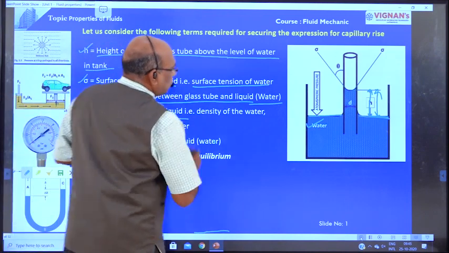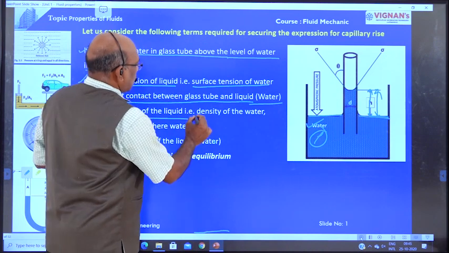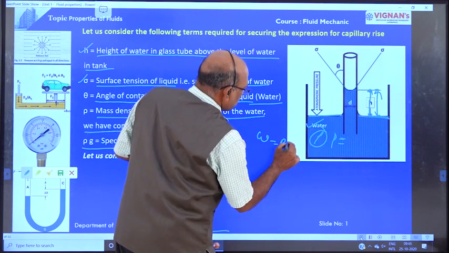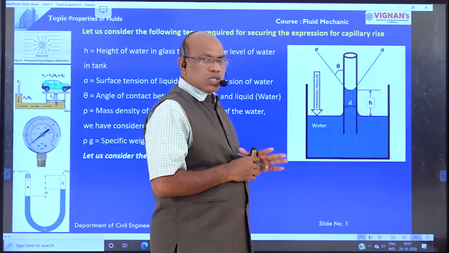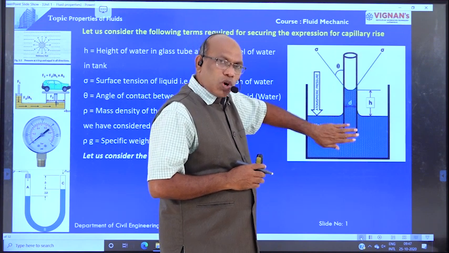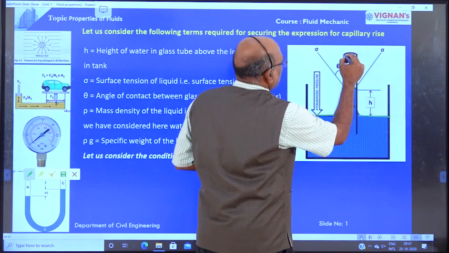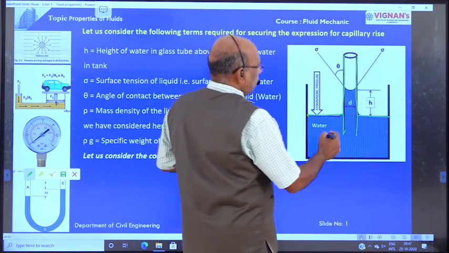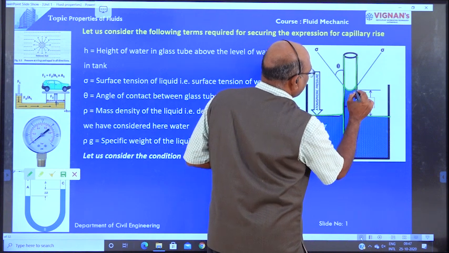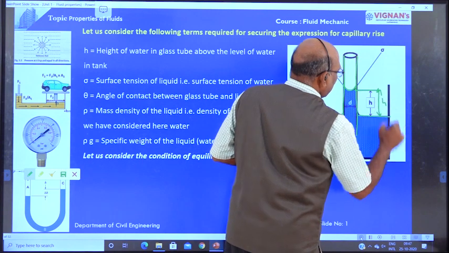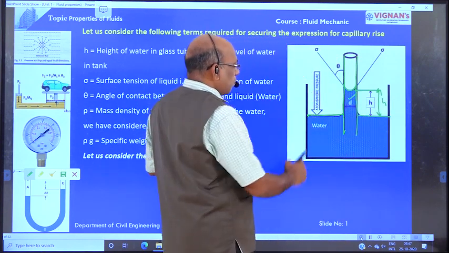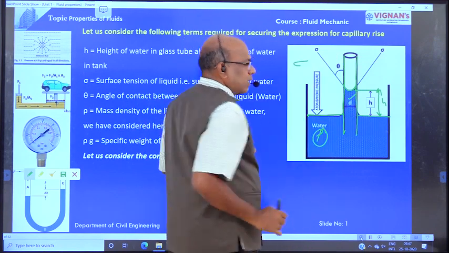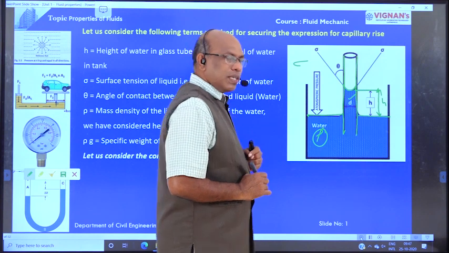Now rho is the mass density of the liquid. This is water, so rho is the mass density of water. Therefore the specific weight w is equal to, from this diagram, H is the rise of water level. Suppose we have taken one tank, filled with water up to this level, and a glass tube is inserted vertically in the water. The water level in the glass tube rises up to this point. This is nothing but H, and D is the diameter of the glass tube. Rho is the density of the liquid or water, sigma is the surface tension of the liquid or water, right?